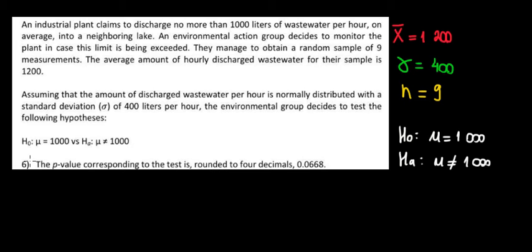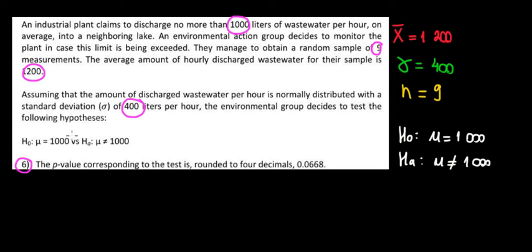Let's have a look at question 6 in this video. So an industrial plant wants to discharge no more than 1000 liters of wastewater per hour on average. Okay, now what do we have here? We have a random sample of 9 measurements. The average amount based on this sample is 1200 liters. Okay, the standard deviation of the population of this distribution of waste is 400 liters per hour.